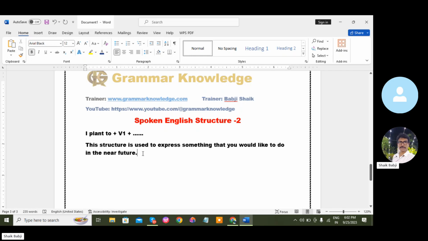Means that you are planning to do something else in the near future. Okay. The thing which you want to do in the near future, it can be expressed with this structure. What is the structure? I plan to. Okay. Now let's see examples.